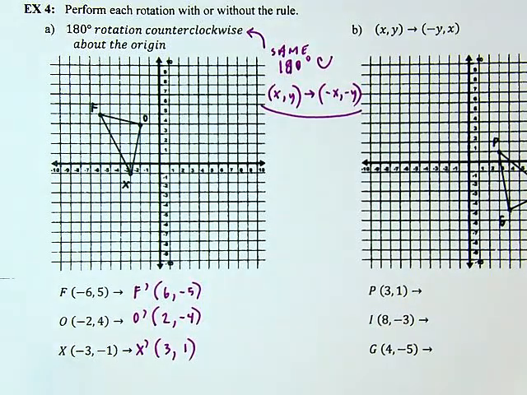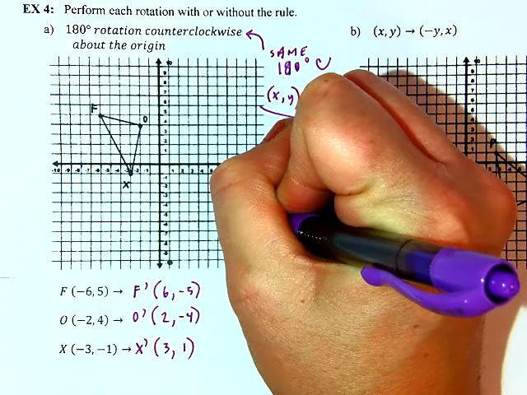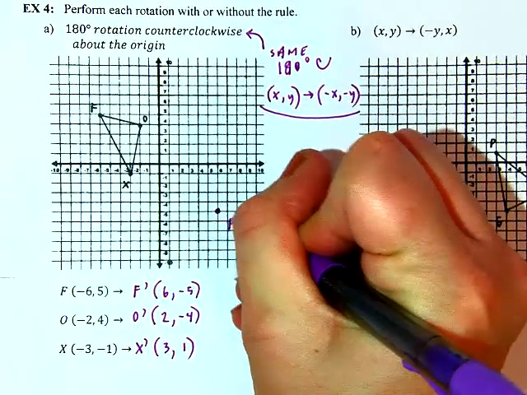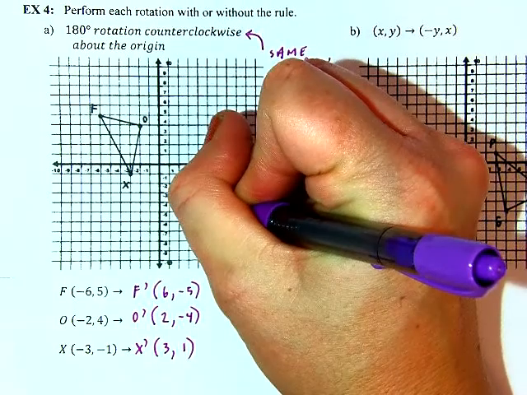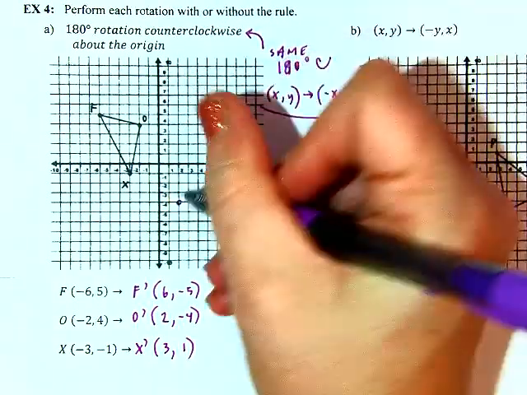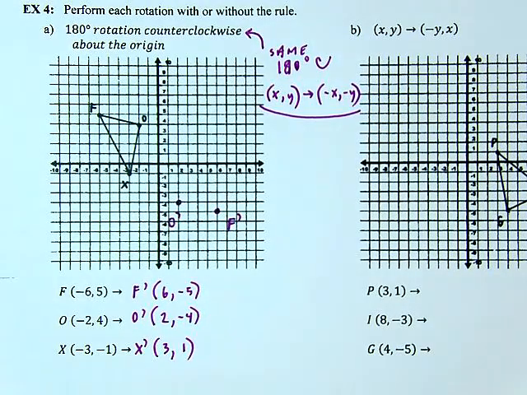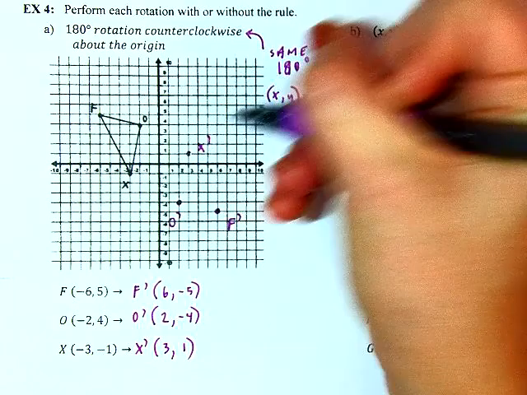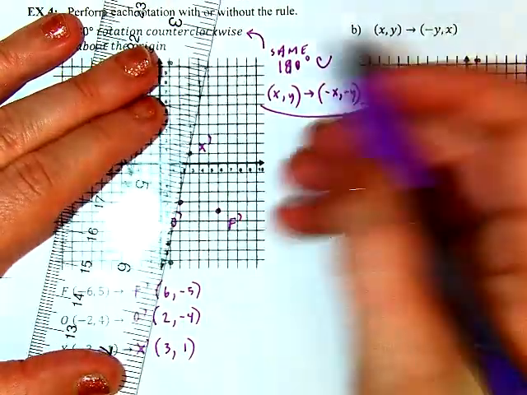So now I'm ready to just go ahead and plot those points. So 6, negative 5 puts me right here. So I know that that is my F prime. O is at 2, negative 4, so that puts me right here. So here's my O prime. And then X is at 3, 1. So here is my X prime. So now I just connect my dots.